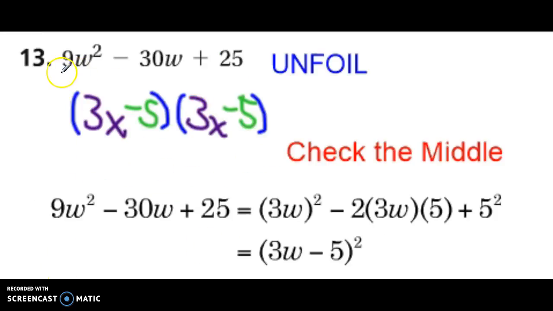In problem 13, I noticed 9 is a perfect square, so is 25. So I'm going to go, the square root of 9 is 3. So I have 3x and 3x. Square root of 25 is 5, so I have negative 5, negative 5. Then I check the middle. There's negative 15, and then 3 times negative 5 is negative 15. Negative 15 plus negative 15, negative 30, so I know it's correct.